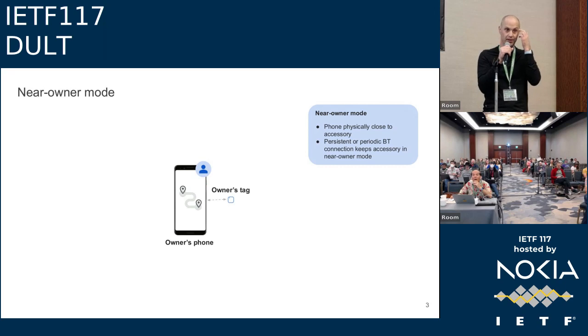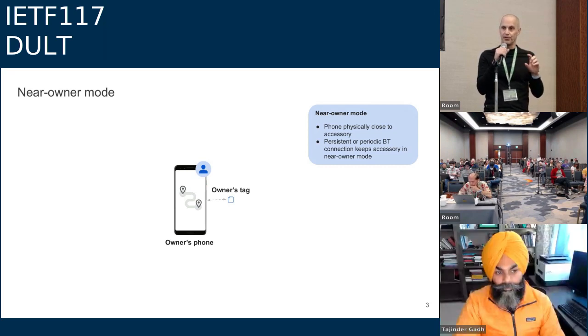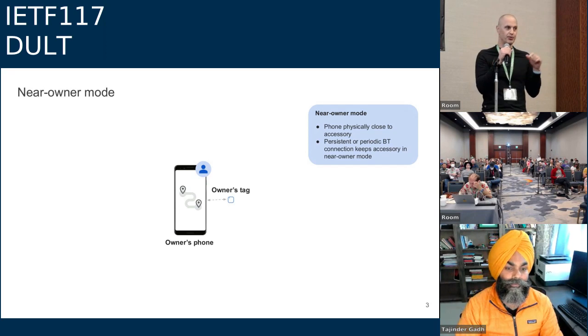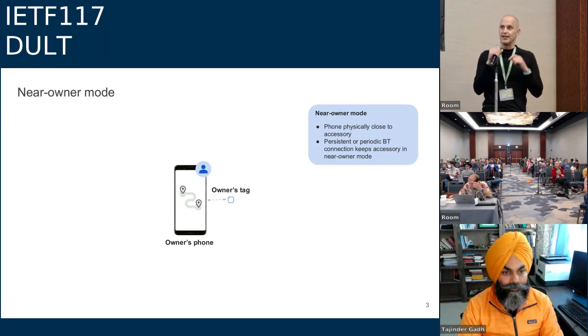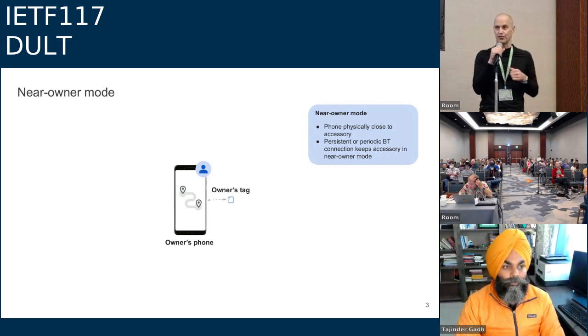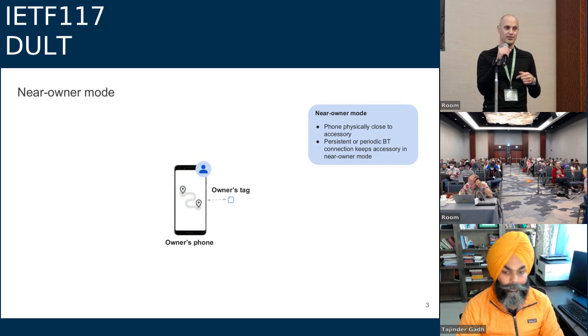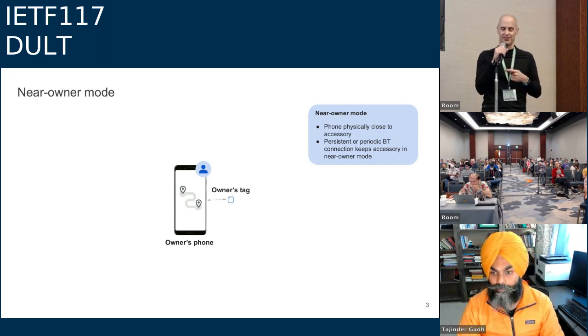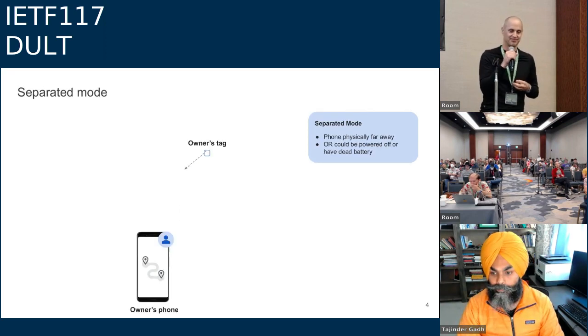Some of these concepts might be new to some of you. So the first concept I want to educate you on is what we call near owner mode. There are two modes primarily that tags operate in. Near owner mode is the mode that's in after you've completed Bluetooth pairing between an owner phone and the owner's tag. It's near owner in the sense that the phone and the tag are physically close together. Physically close here is defined as within Bluetooth operating range. The reason this mode is relevant will make more sense in the next slide when we contrast it with separated mode. Next slide, please.